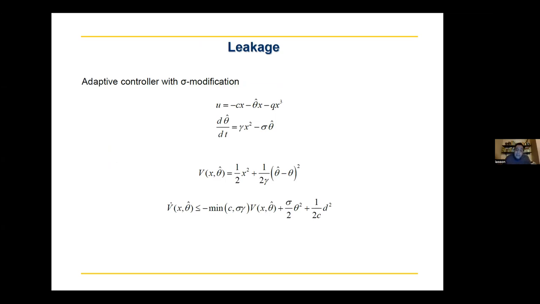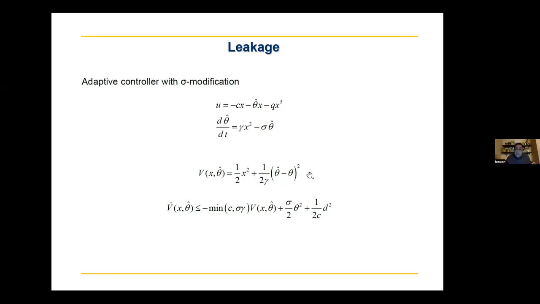So researchers in adaptive control have, of course, identified this problem many years ago and have proposed some solutions. One of the solutions proposed in the literature is the so-called sigma modification or leakage. The adaptive controller, and particularly the update law, is modified by subtracting this term here, minus sigma times the parameter estimate theta hat. And this term will prevent this increase without bound of the parameter estimate.